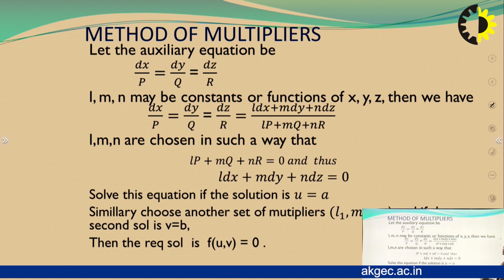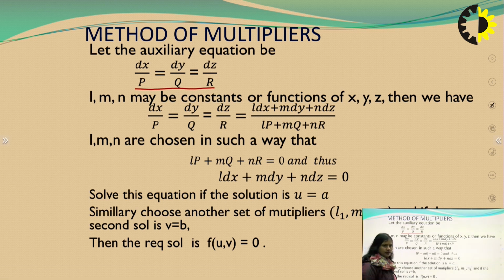Now, let us discuss one more method, that is the method of multipliers. As I have mentioned earlier, this method of multipliers helps us find the solution to the Lagrange set of equations if the previous method of grouping fails. So in this method, we again find the auxiliary equation in the same manner as previously, that is dx upon P equal to dy upon Q equal to dz upon R.